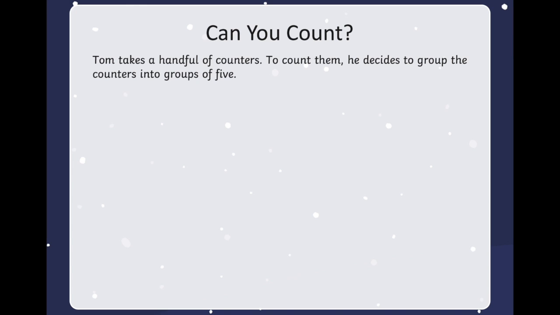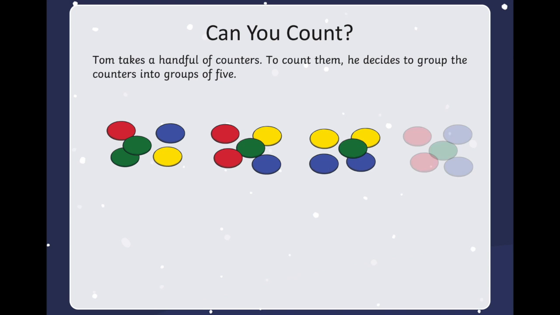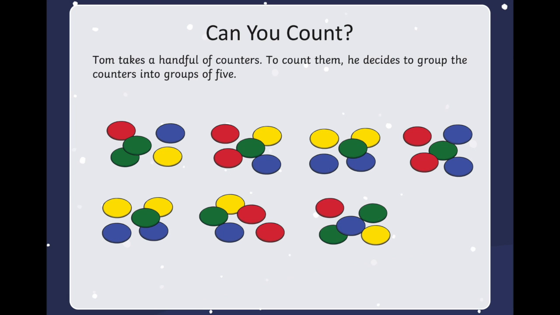Now we are going to count by 5s. Tom takes a handful of counters. To count them, he decides to group the counters into groups of 5. Okay, let's count by 5s to help Tom count the counters. 5, 10, 15, 20, 25, 30, 35. Let's see if we were correct. How many counters does Tom have? He has 35. Well done, we were correct.